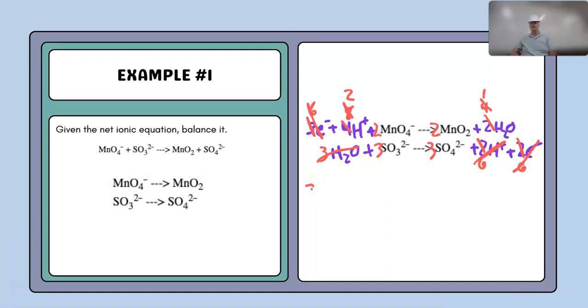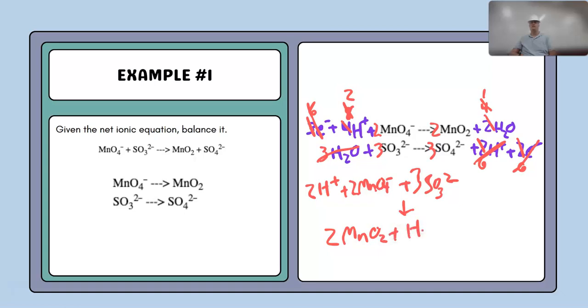All right, so I've got my 2H+, my 2MnO4-, my 3 sulfite ion, and in my product side, 2 manganese oxide, and I got a water, and I got 3 SO4 2-. So this is the acidic part, right? But I need to add to make this be basic.